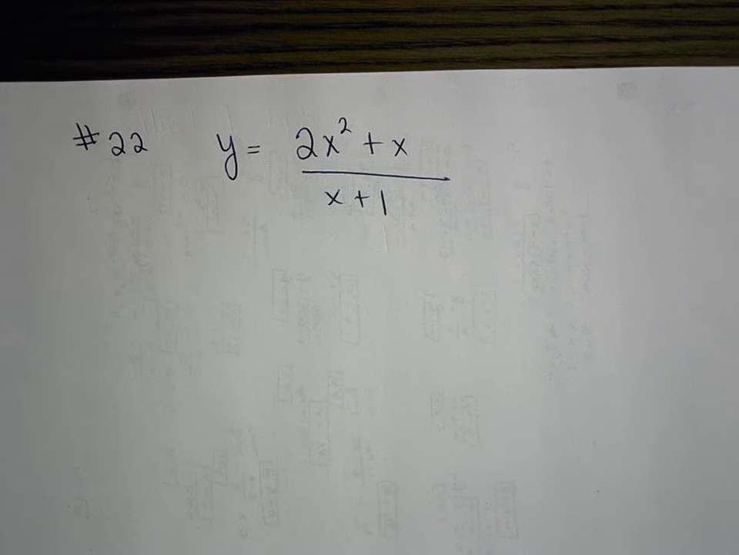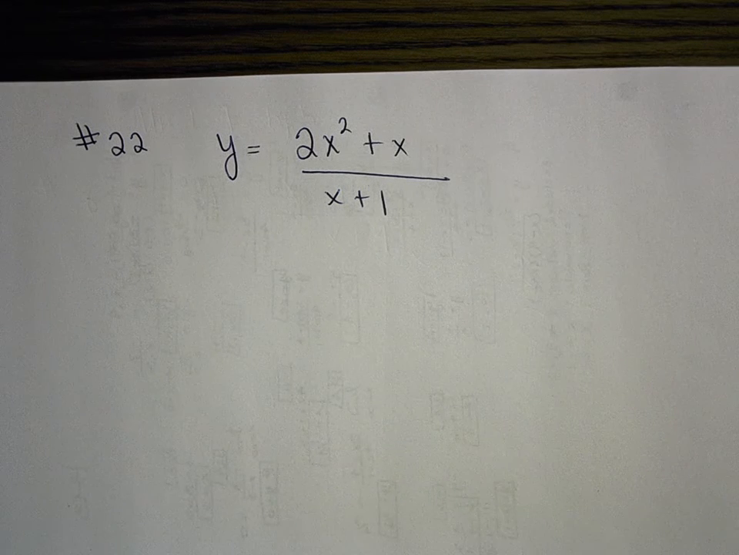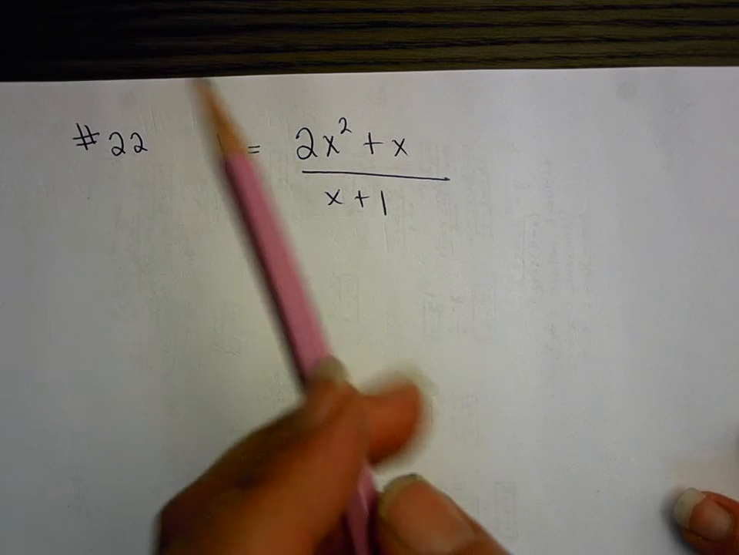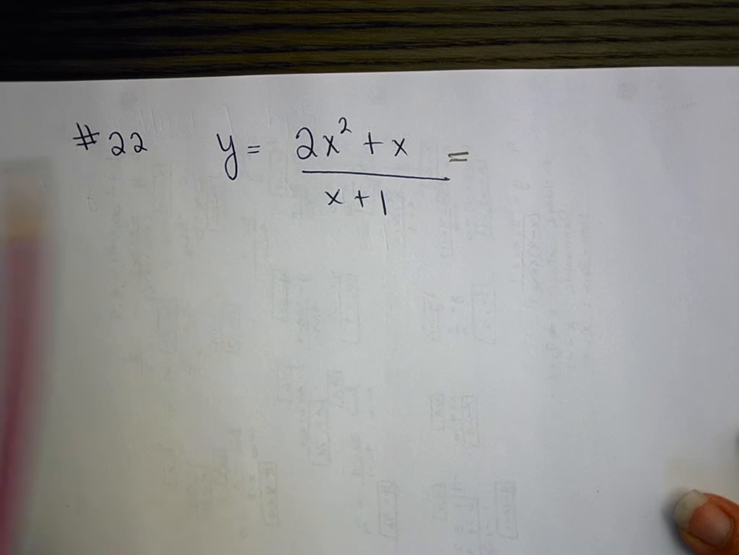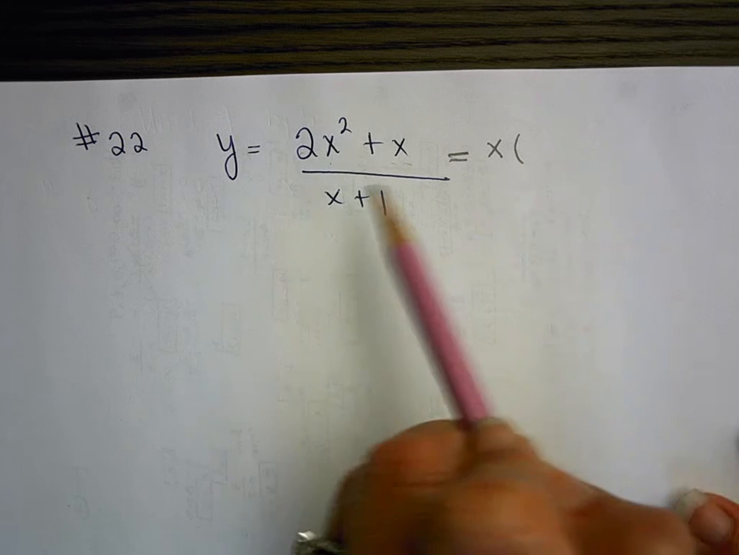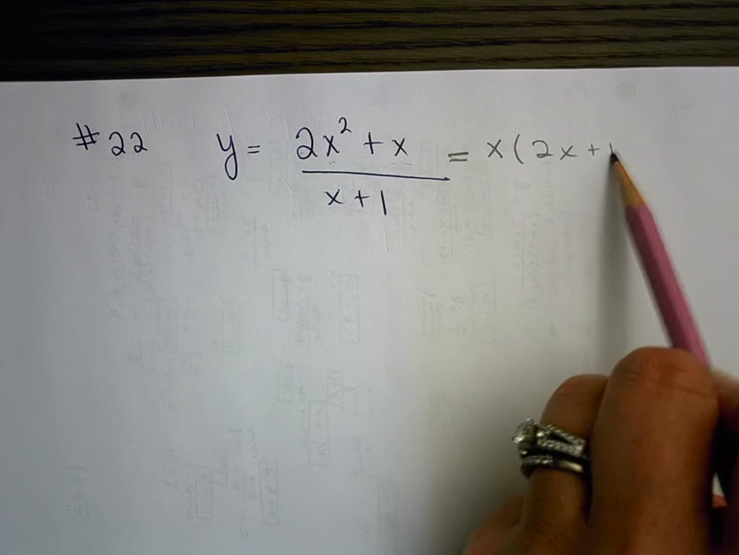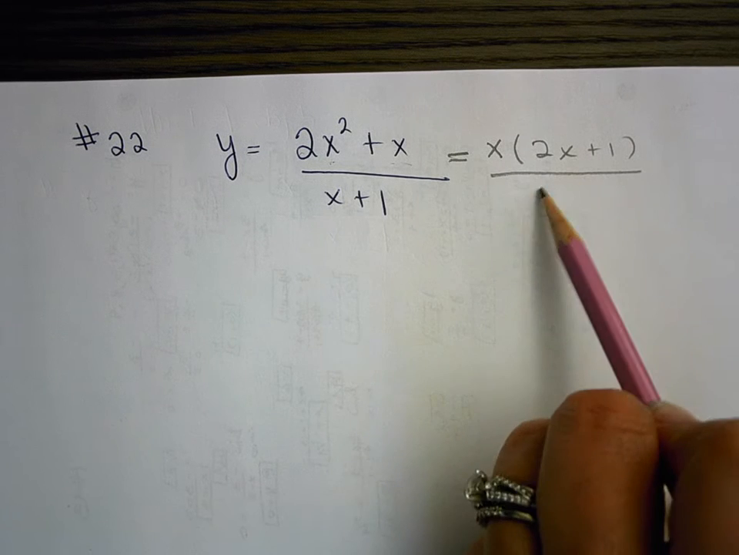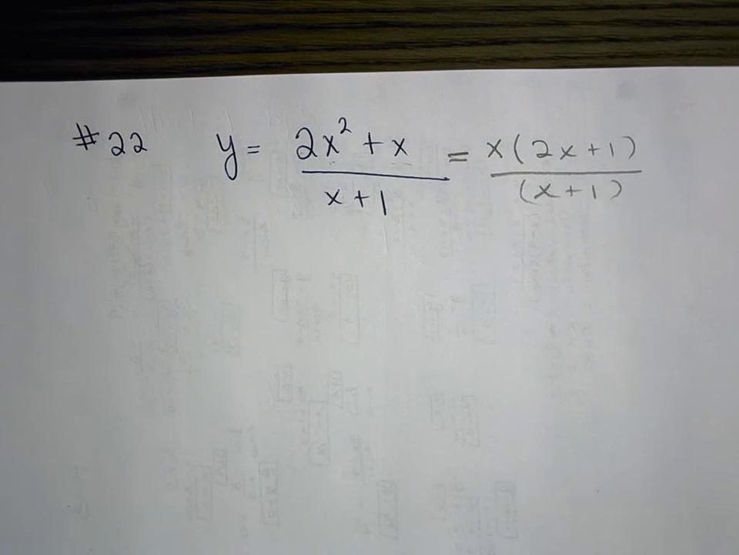Okay, so for question 22, they wanted us to do everything with this one. The first thing we always want to do is try to factor and reduce. I can do a GCF here, so I can pull an x out of both of those. When I divide an x out, I would get 2x plus 1, and then in the denominator, just x plus 1. I can't factor that anymore, so that's going to stay the group.